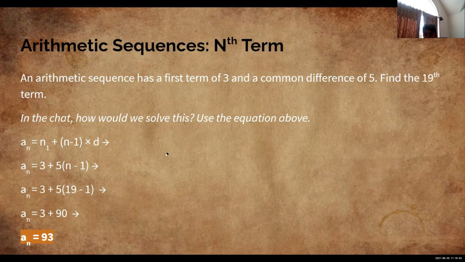But we have to consider that we already have the first term. So instead of adding 5 to the first term 19 times, we only added 18 times. If you just think about it logically in your head, it makes sense. You don't really need to memorize any formula. The formula is just there for generalization purposes.